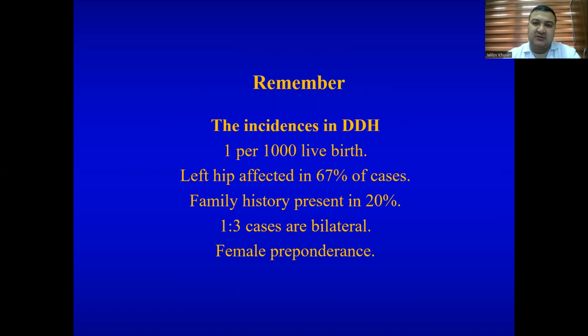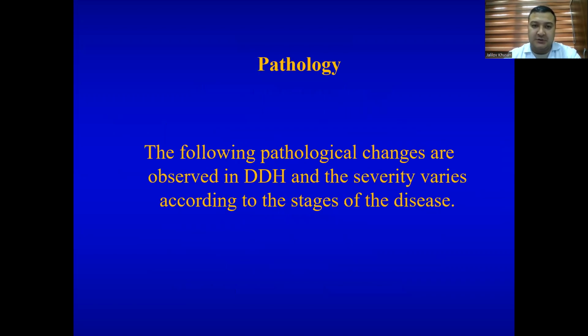Remember the incidence of DDH: 1 per 1,000 live births, left hip affected in 67% of cases, family history present in 20%. One third of cases are bilateral, with female preponderance. Pathology: the following pathological changes are observed in DDH, and the severity varies according to the stages of the disease.